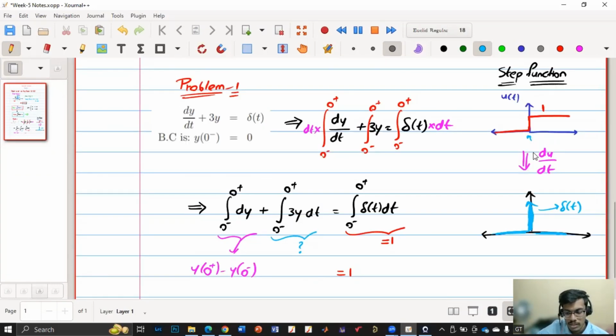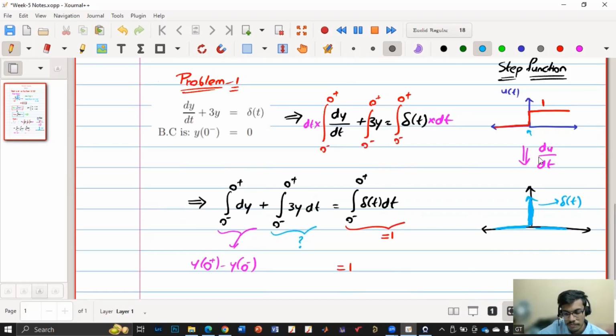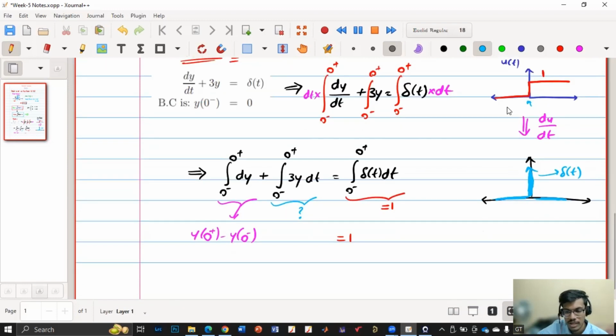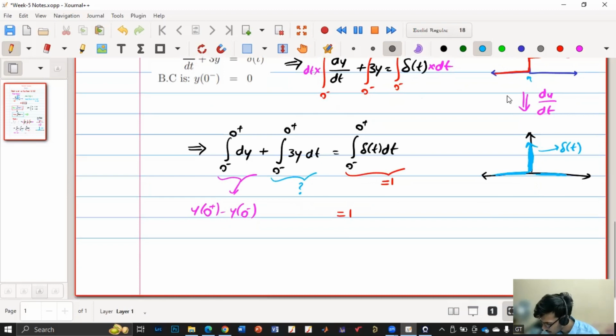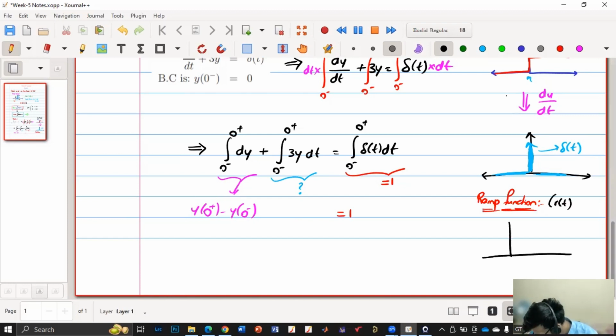Okay, so what I'm trying to say is, if we consider u of t, which is a step function, and differentiate it, we get delta of t. And integration of delta of t gives us u of t, because I'm going the other way. Similarly, what happens if I integrate u of t? It will be something called the ramp function, and I hope Sir has taught this in the class. The ramp function is denoted by r of t, and it will be something like this. Okay, r of t is a ramp function having unit slope.